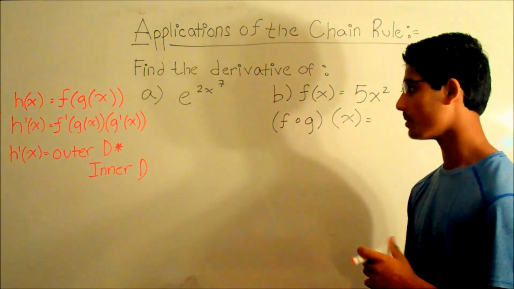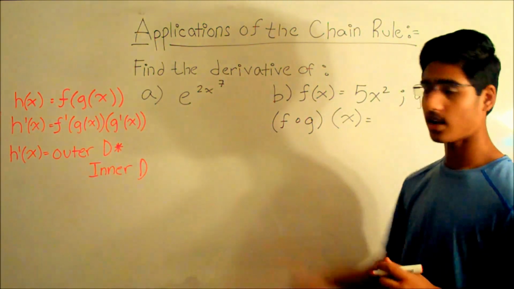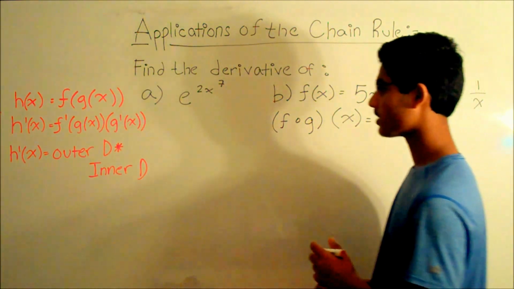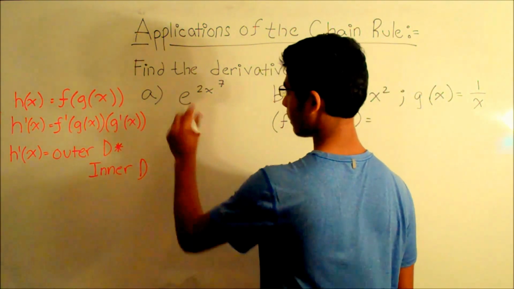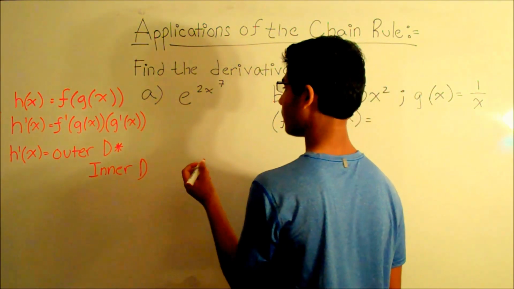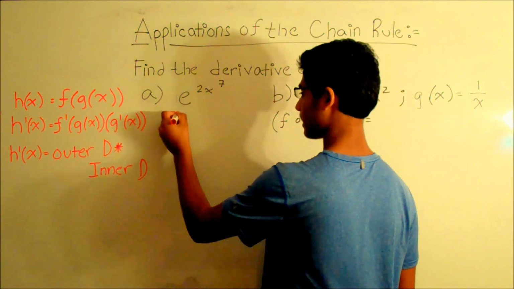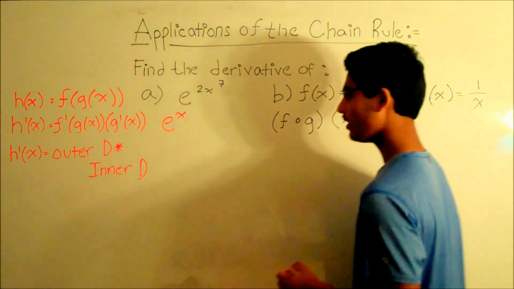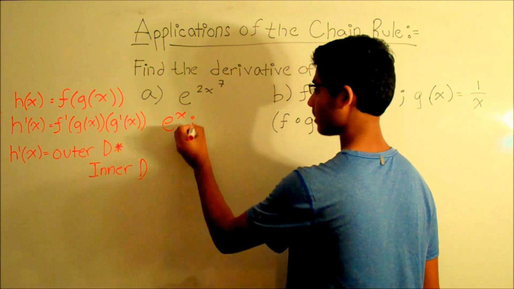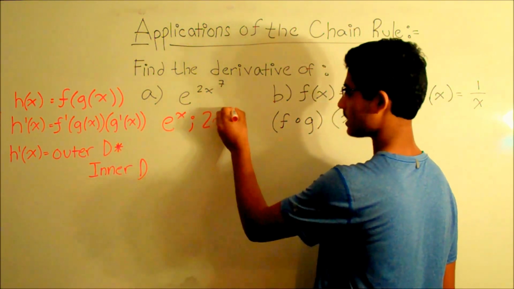So, let's move on to problem A. Before we can start, let's first isolate the two parts. The first part, or the outer function in this equation, would be e to the x. The inner function would be 2x to the 7th.